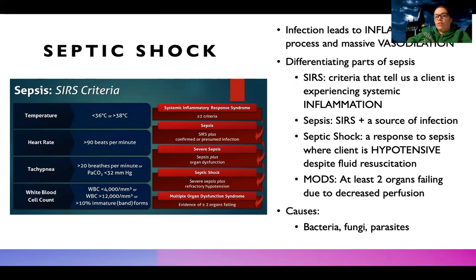So there's a couple different stages when we talk about septic shock. First, there's SIRS, and for SIRS, you have to have certain criteria. All SIRS tells you is that there's inflammation going on somewhere in your body. The four criteria that are most commonly used are temperature, either too high or too low, heart rate too high, breathing too fast, and a white blood cell count that's either super low or super high. If my patient has at least two of those criteria, they meet the criteria for SIRS, or systemic inflammatory response syndrome. In other words, I have inflammation somewhere in my body.